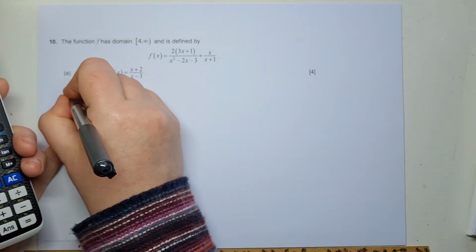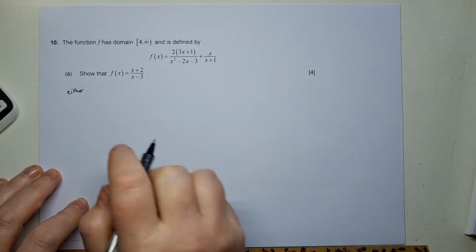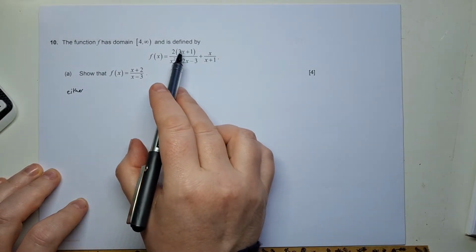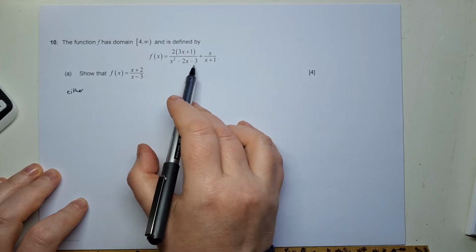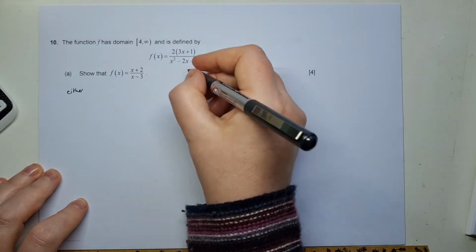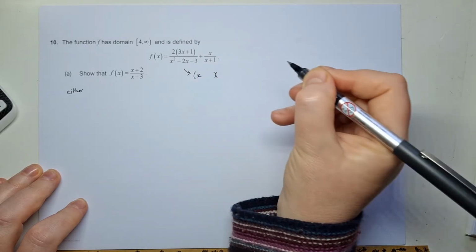Okay, so put the calculator down. Either you're going to do a cross multiplication and a common denominator, or you spot that your x squared minus 2x minus 3 factorizes, and that's going to give you an easier way of doing it. So I'll show you that way first.